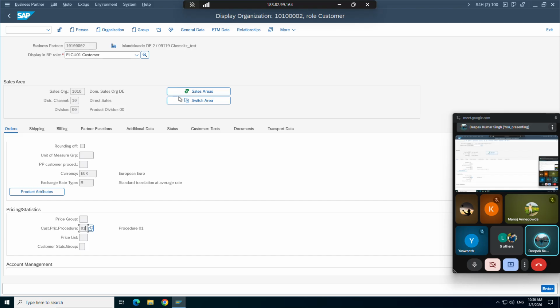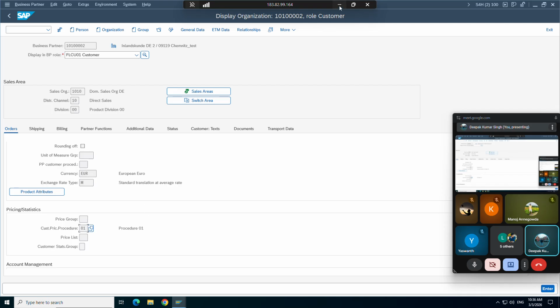If you go to sales area data, if you go to the order tab, then we have it. You don't have to remember this exact path, that's not required. Even if you tell this much, in the customer master, sales role, under sales area, under the order tab, that is enough. Okay, here we maintain the customer pricing procedure.